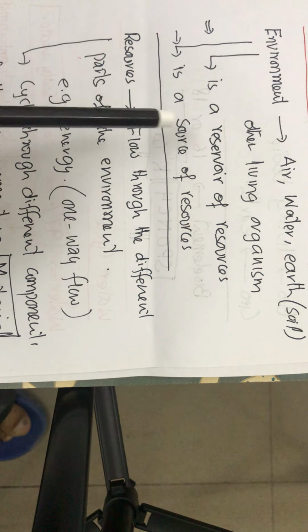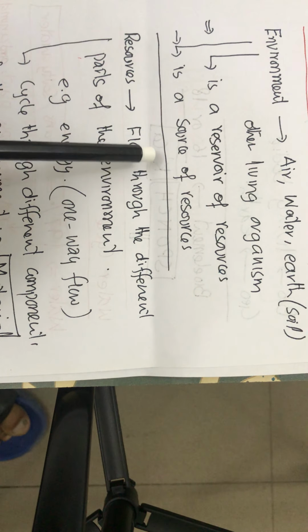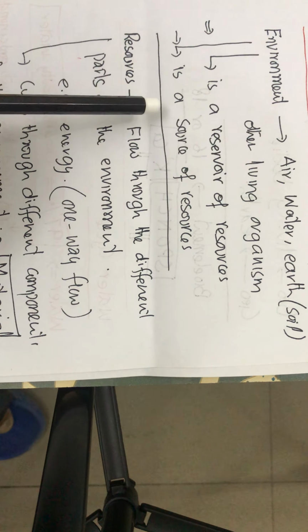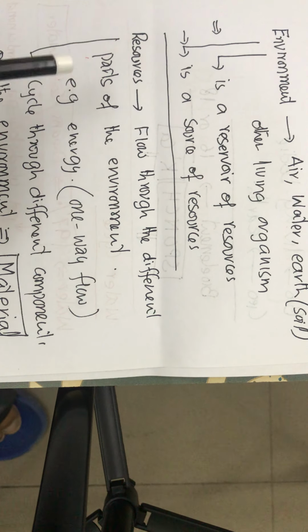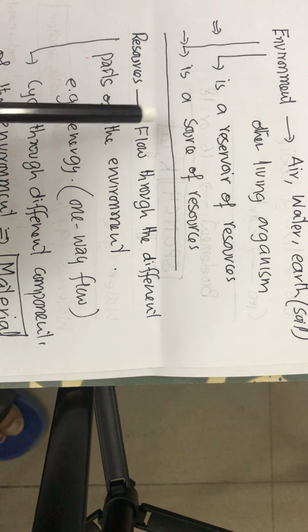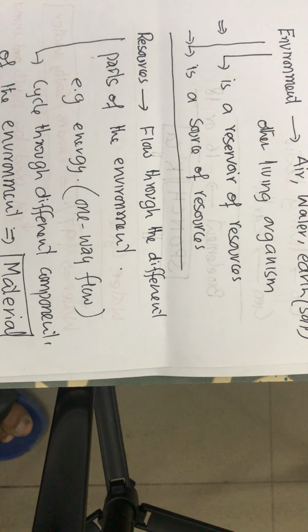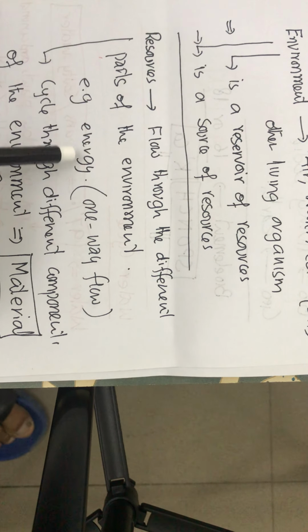Either the resources are in the form of energy, so there are energy resources, and the other are in the material form. So there are two kinds of resources. Either the resources are in the form of energy or in the form of materials. When the resources are in the form of energy, the energy flows through different components of the environment. I'm giving you the example.